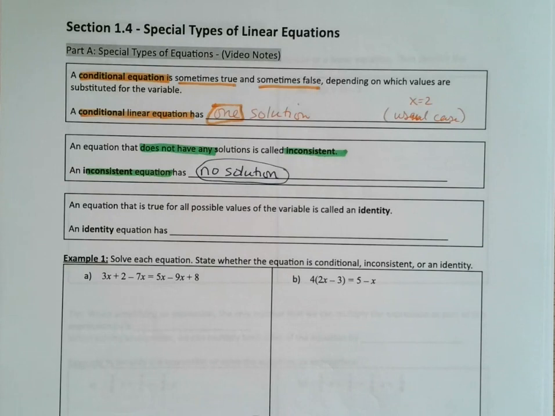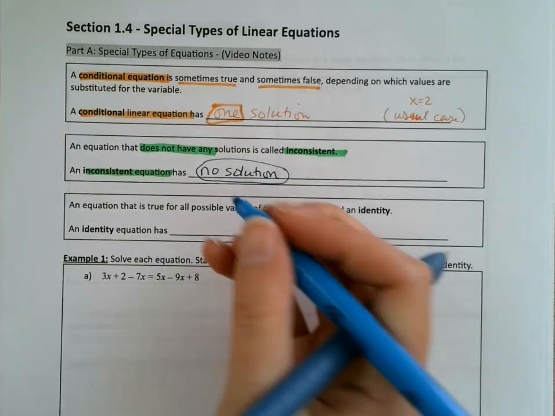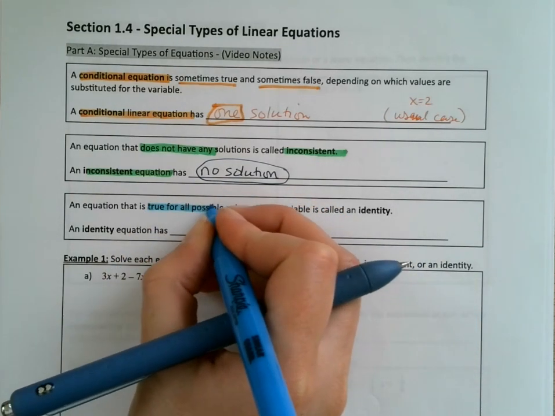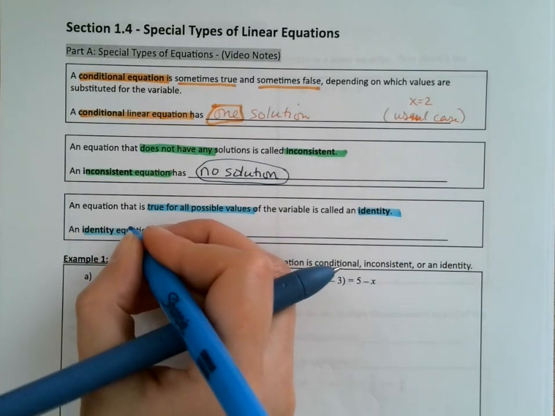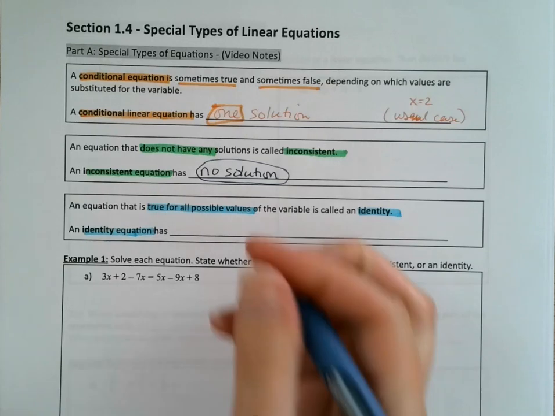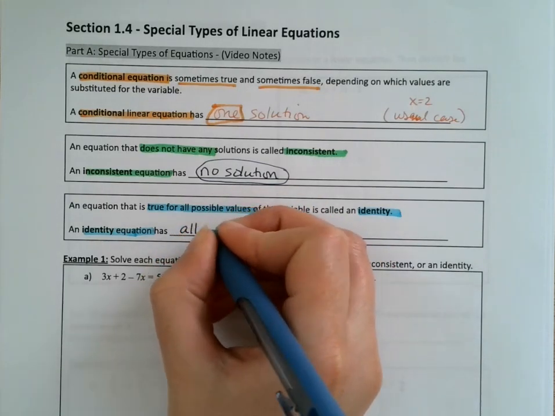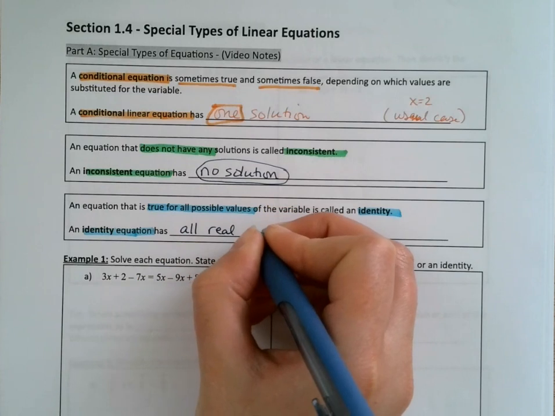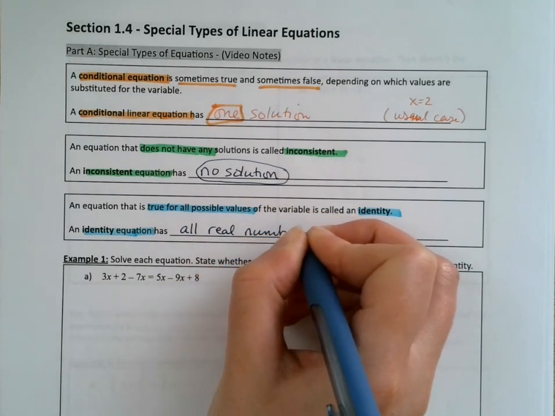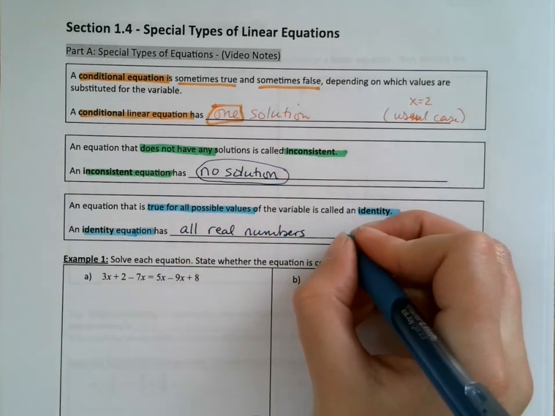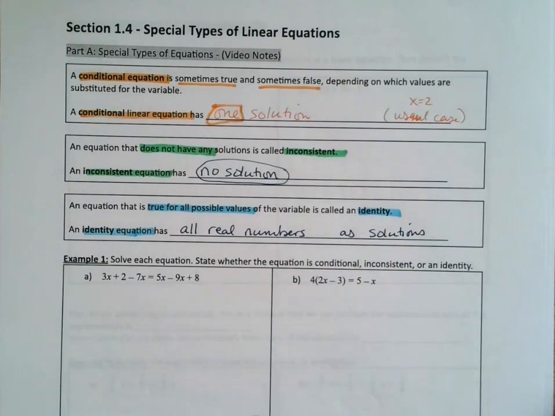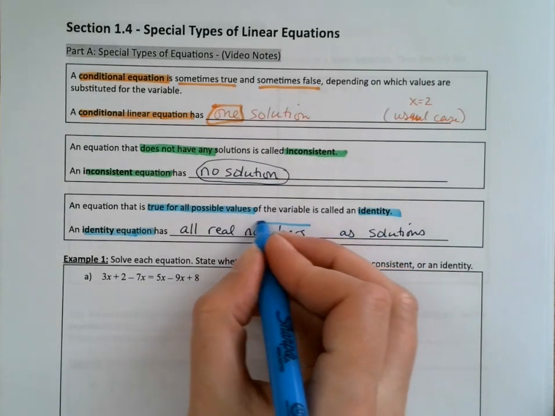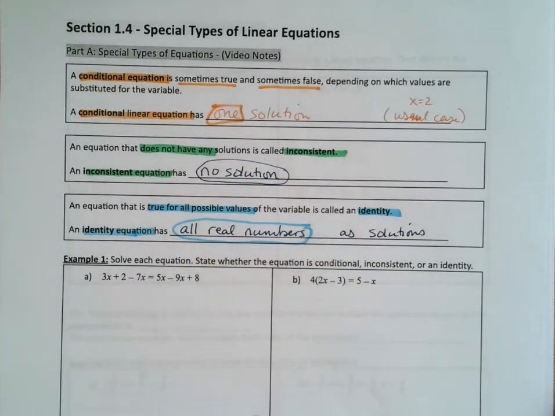And the last type is the type that is true for all possible values of the variable. That's called an identity. So an identity equation it's true for all possible numbers, so it has all real numbers as solutions. Okay, so the actual answer we're going to give for this kind of problem is going to be all real numbers.